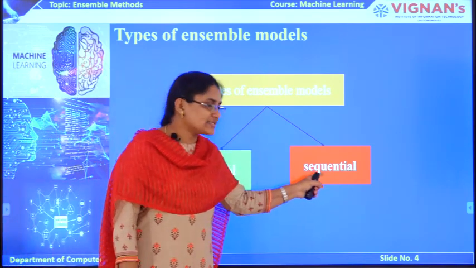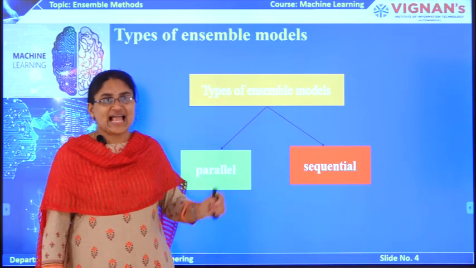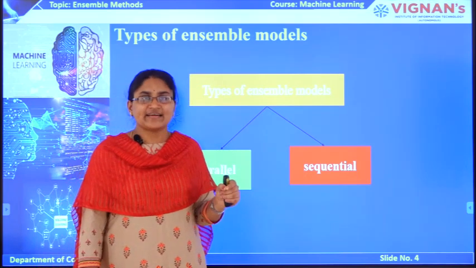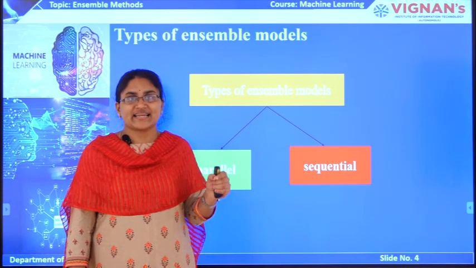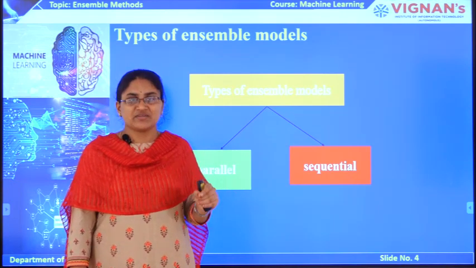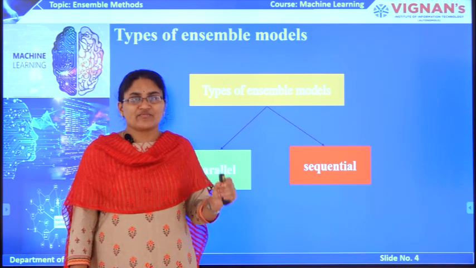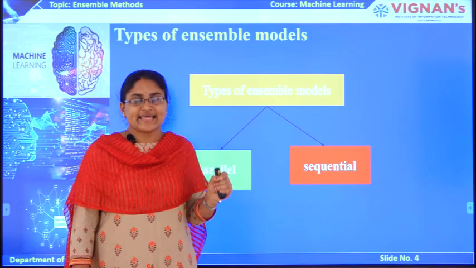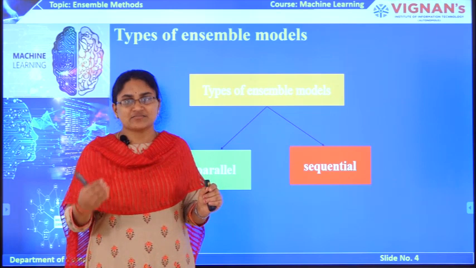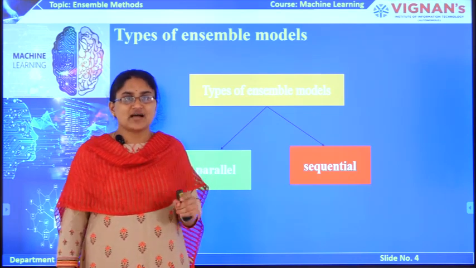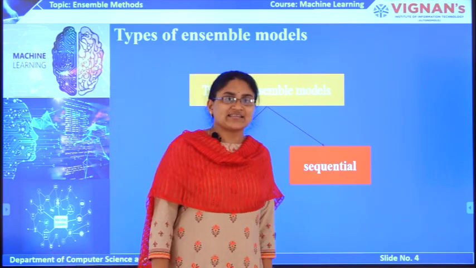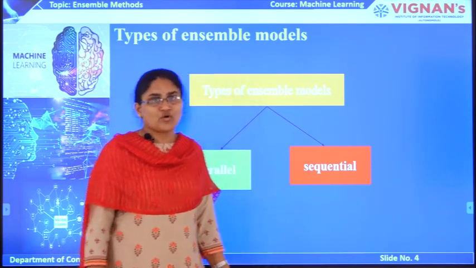And the next model is sequential. Here the base classifiers are trained dependent on each other. Why? Because all models are created sequentially, which means the output of one base classifier is taken as the input for the next base classifier. So here the dependency occurs. The example for the sequential ensemble method is the boosting model.